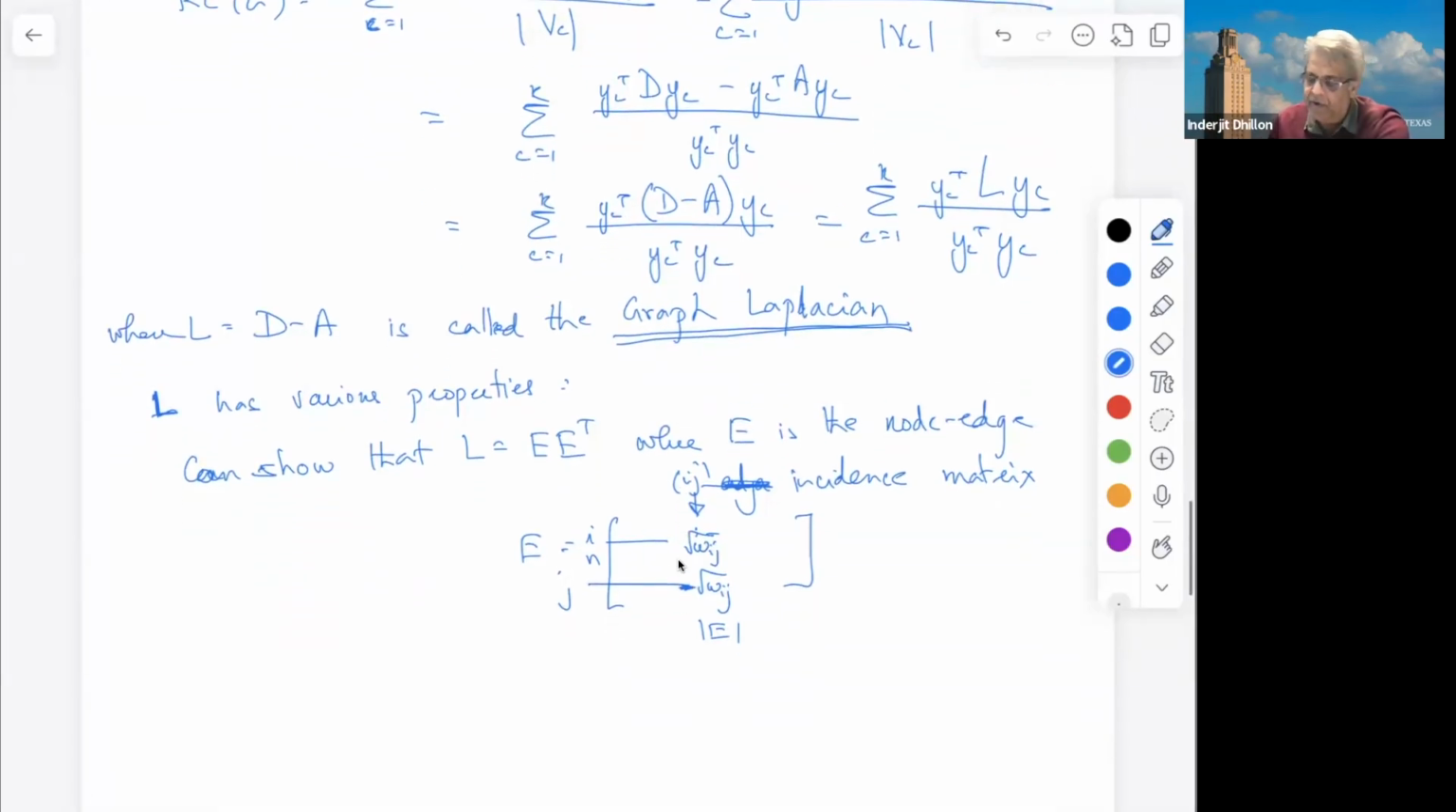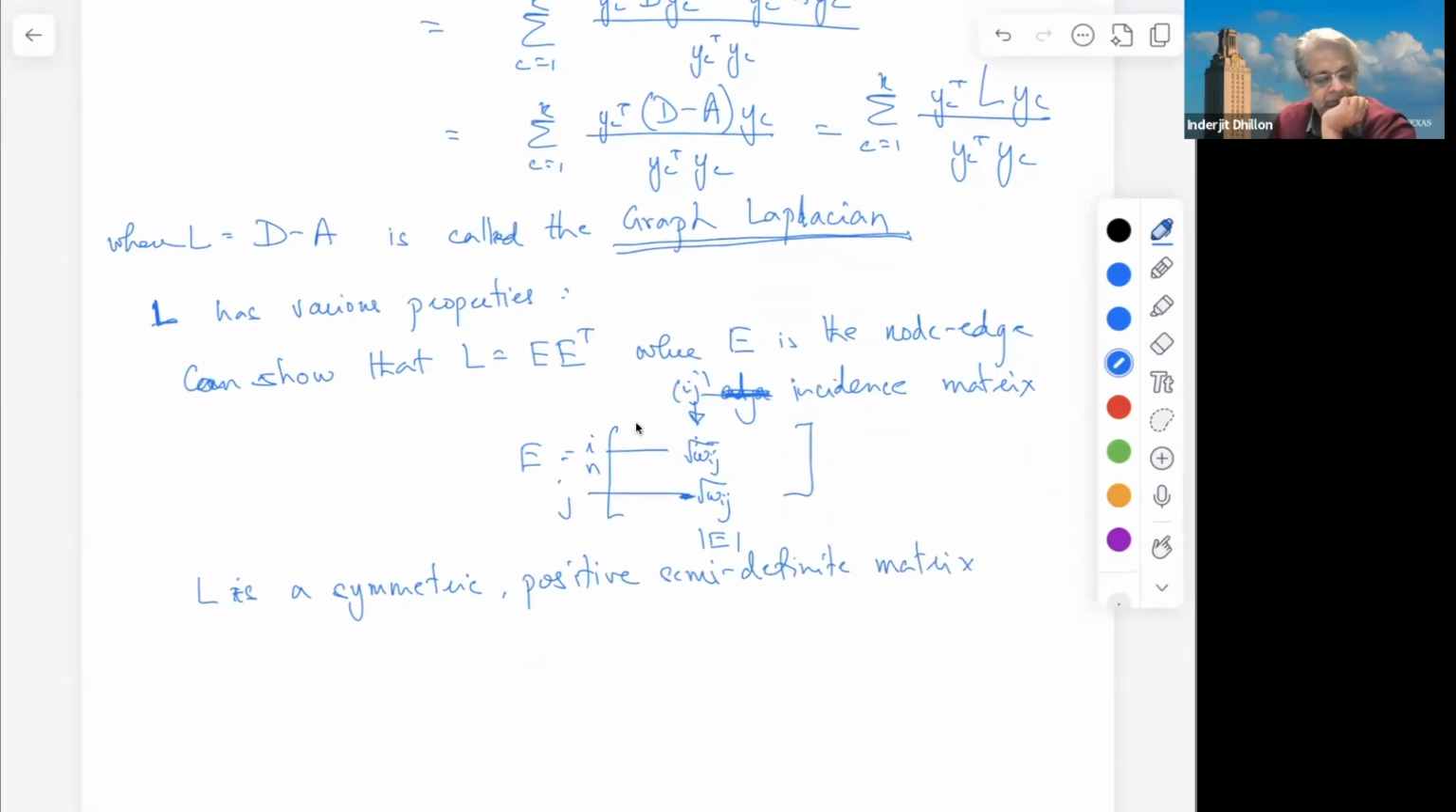But forget about exactly what this means. What it implies is that L is symmetric, which you could have seen before. It also implies, because I can write it as E E transpose, that it is a positive semi-definite matrix. Another property, so it has various properties: 1, 2, 3 is that L times the one vector, where L is equal to D minus A, times 1, you can show that this is equal to the 0 vector.